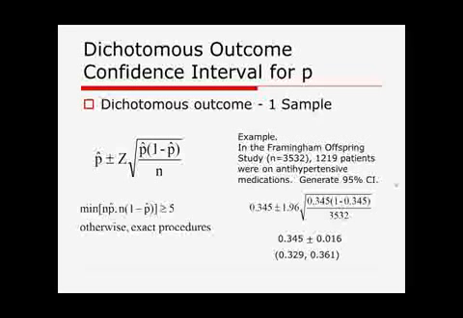A question someone asked is, can you repeat when to use exact procedures? You'd use exact procedures when you are dealing with a dichotomous outcome, but you don't meet this minimum criteria for use of this formula, so you don't have at least 5 successes and failures in your sample.